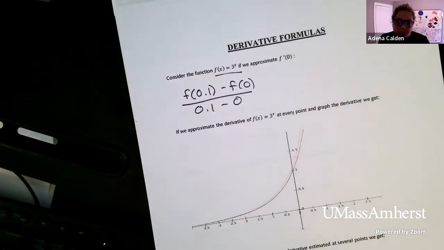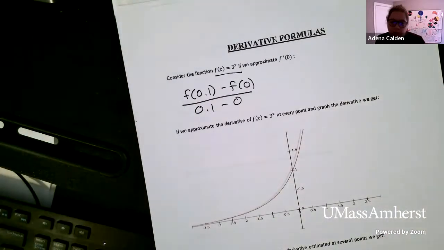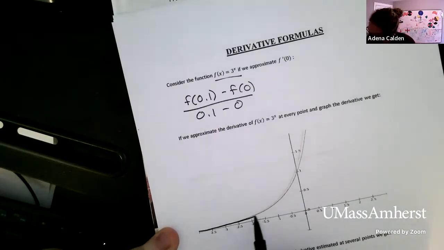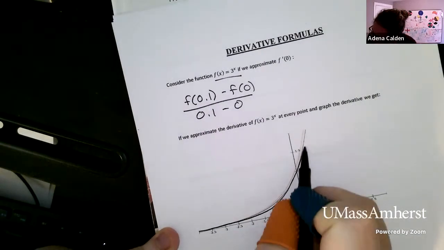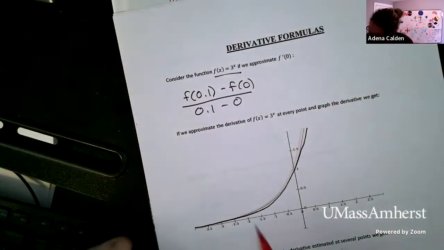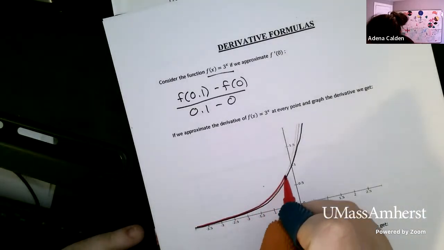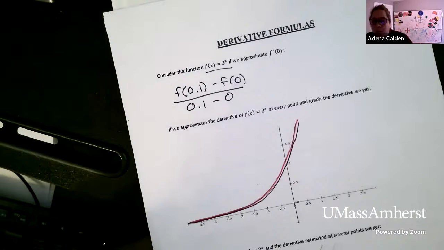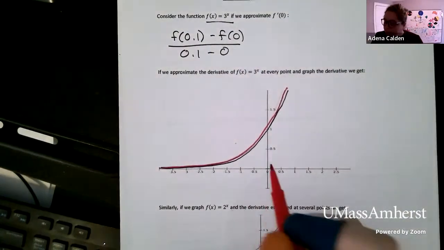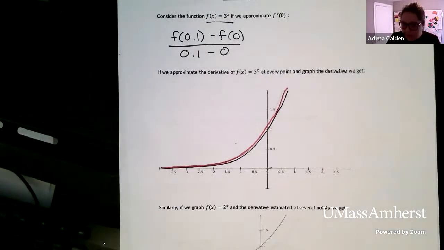Now if we were to do this for all points, for 0, for 1, for 2, for all the points in between, and we were to graph the derivative, the original function is this black line, an exponential going up, and the derivative is almost the same exact function. It looks very, very similar. It's only off by a tiny little bit, which is kind of weird.